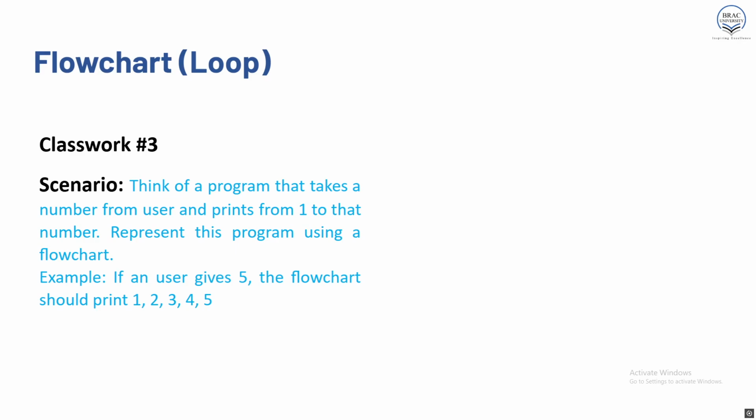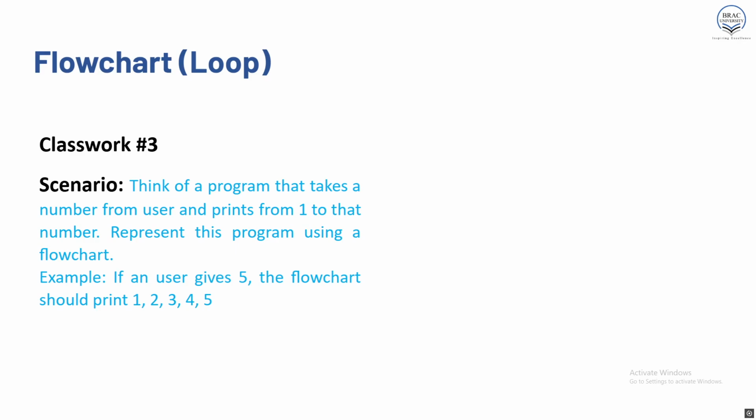Now it's time for some practice problem. Let's try to draw a flowchart for a program that takes a number from the user and prints from 1 till that number. For example, if a user gives 5, the flowchart should print 1, 2, 3, 4 and 5. Let's discuss this problem a little bit, and then you can pause the video and try it yourself.